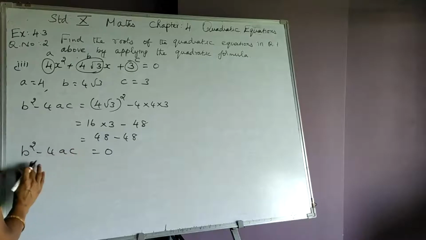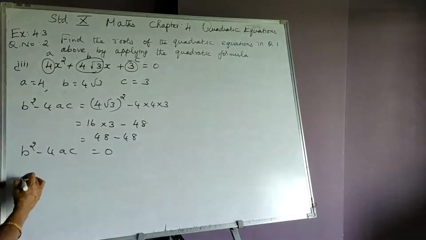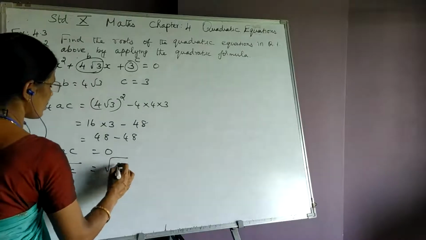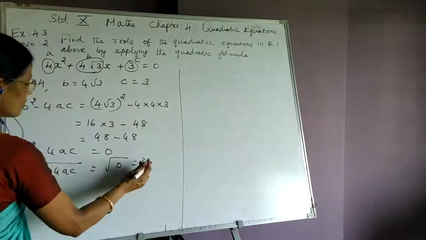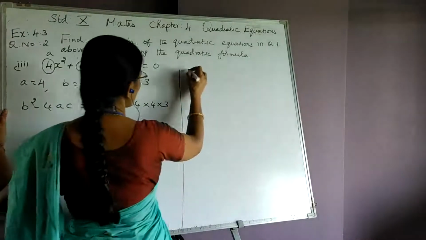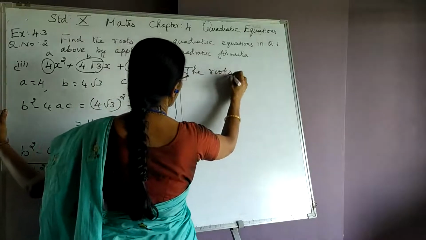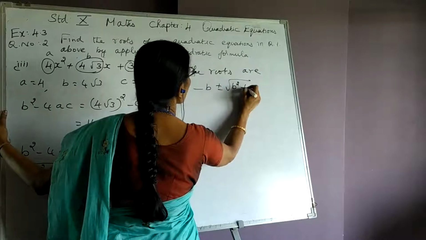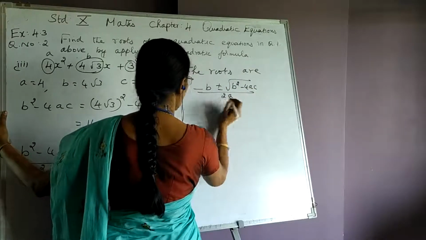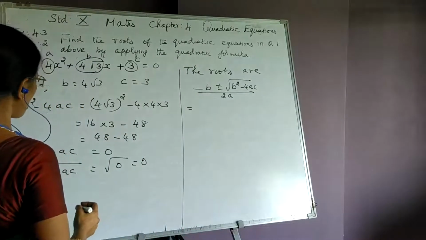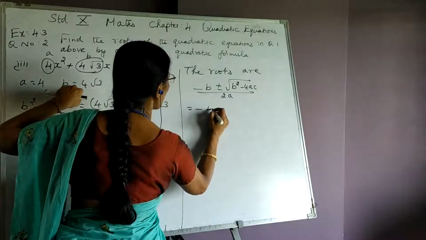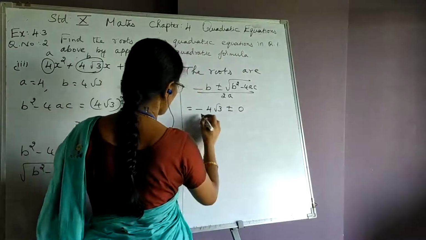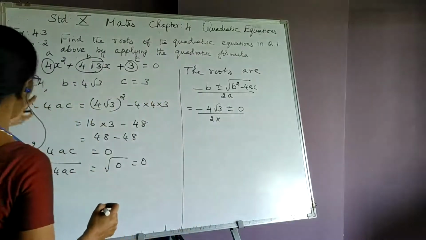So we got the value of b square minus 4ac equal to 0. Next I have to find out root of b square minus 4ac. Root of 0. What is root of 0? It is equal to 0. Right? But we are asked to find out the roots. The roots are minus b plus minus root of b square minus 4ac upon 2a. We are going to substitute the values we have found. b value is 4 root 3, plus minus root of b square minus 4ac is 0, upon 2 into a. a value is 4.